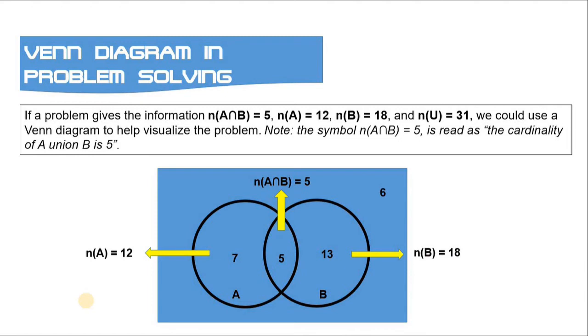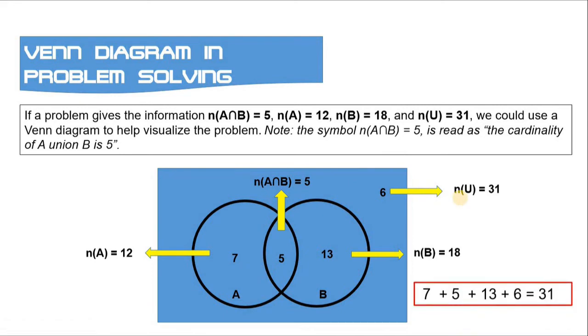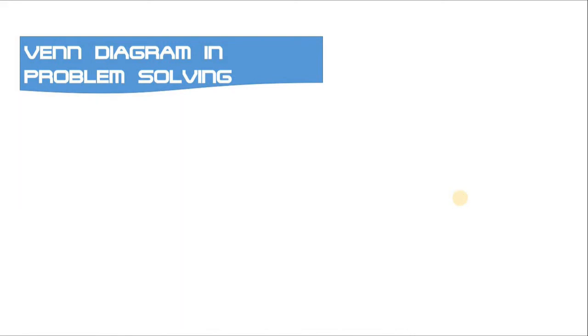And the universal set is 6. Bakit 6 na lang? Kasi when we add all these numbers, we'll get 31. Okay? So 7 plus 5 plus 13 plus 6 equals 31. So that's how we visualize problems involving Venn diagrams.